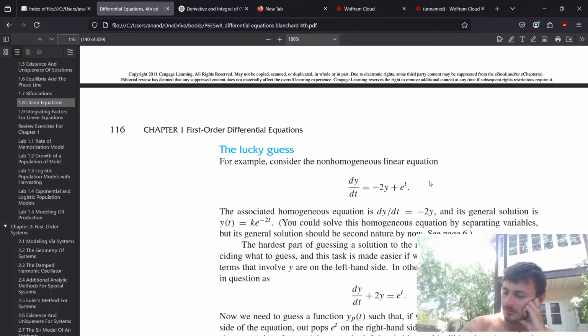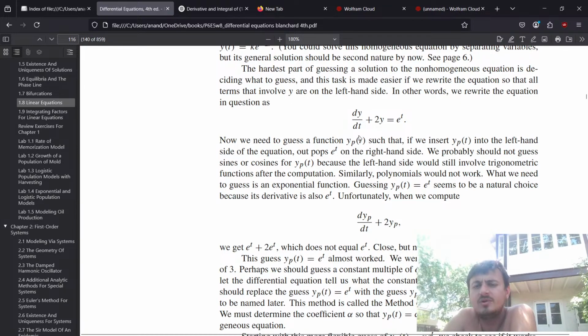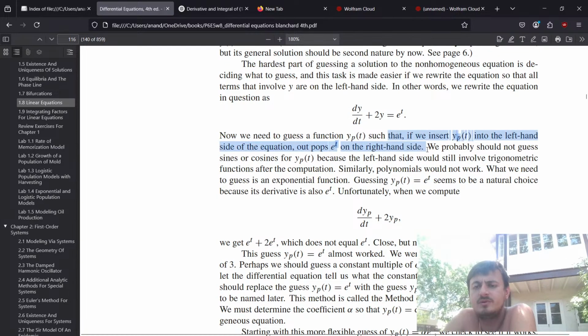Now rewrite to y dot plus 2y is equal to e to the t. Now we need to guess a function yp of t such that if we insert yp of t into the left-hand side of the equation, out pops e to the t on the right-hand side.